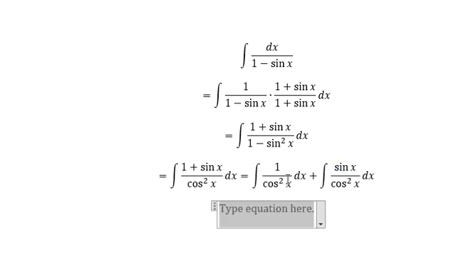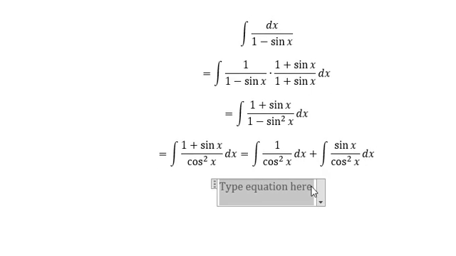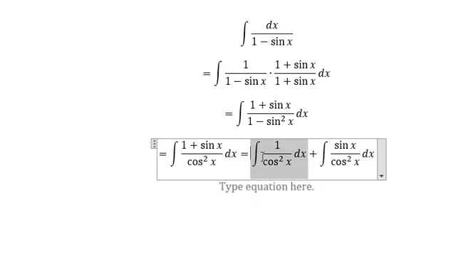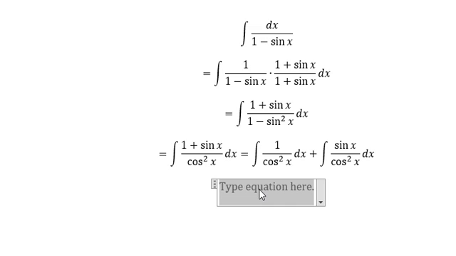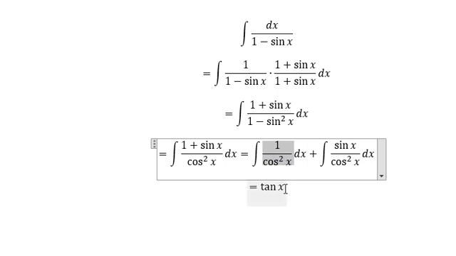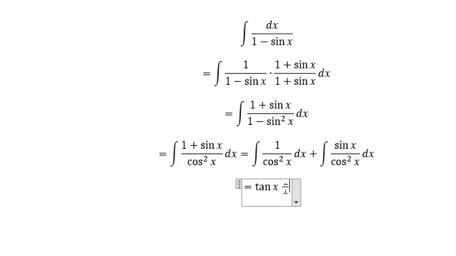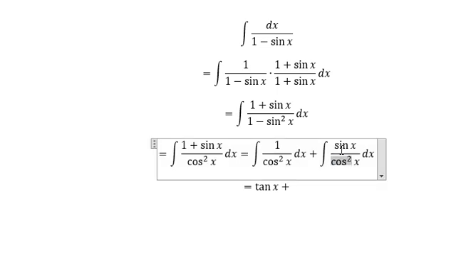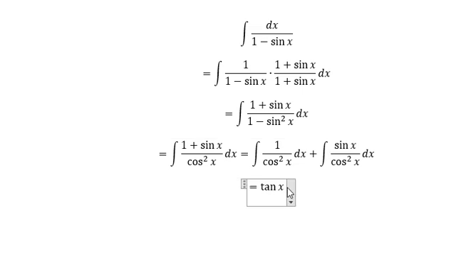Now this is very easy to integrate, because 1 over cos squared x is the same as sec squared x, and the integral of sec squared x is just tan x, because if I differentiate tan x I'm going to have sec squared x. Now in this other integral you realize that if I differentiate cos, I'm going to have sine, actually negative sine. So this is going to be kind of minus.